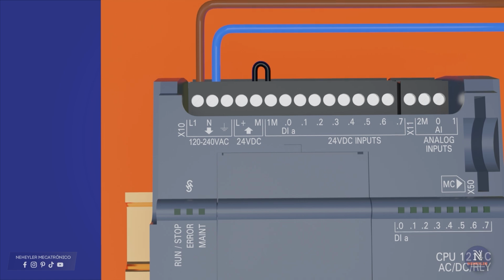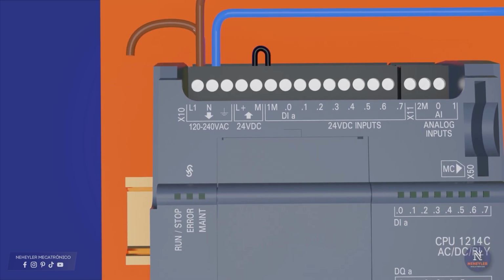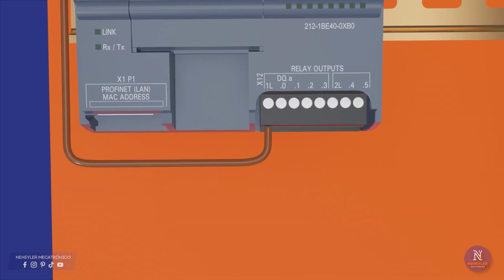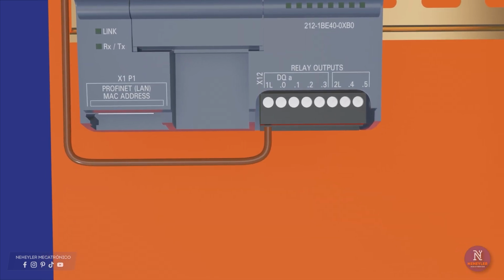From terminal L1 of the PLC, which is the phase cable, we take it to the output terminals and connect it to terminal 1L, which will allow us to feed the output bank 1 with 220 volts. If in your case you use another voltage level, you can also connect it to terminal 1L and not necessarily the one I am using.